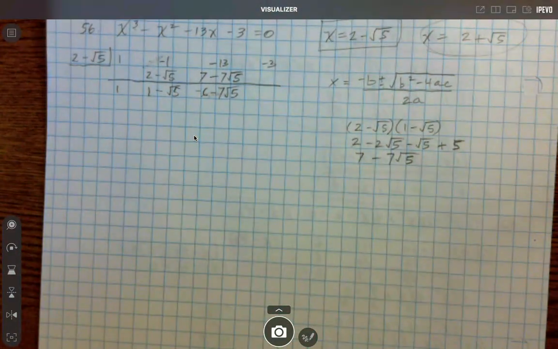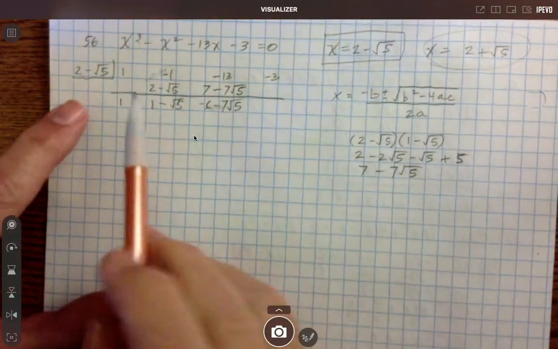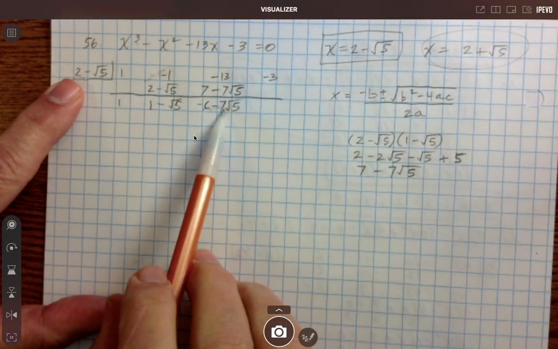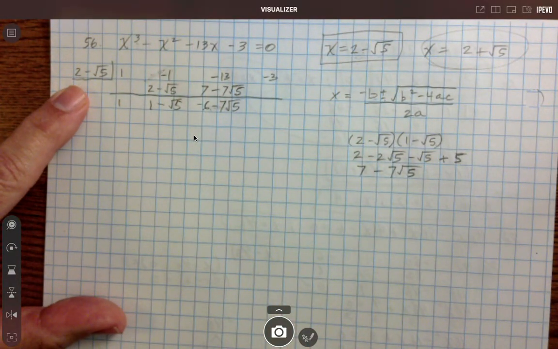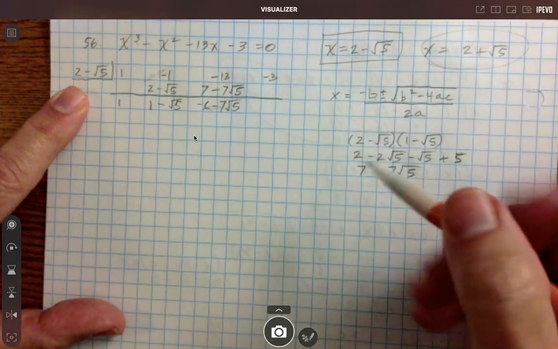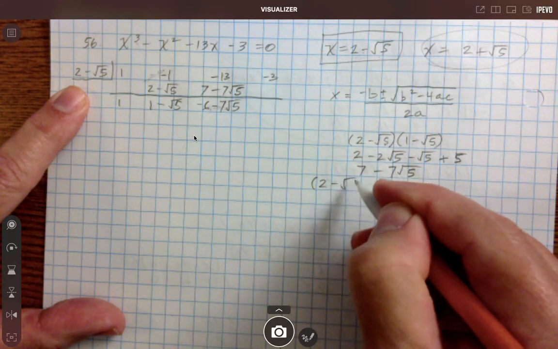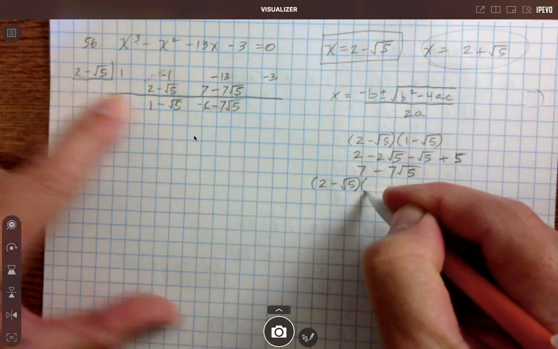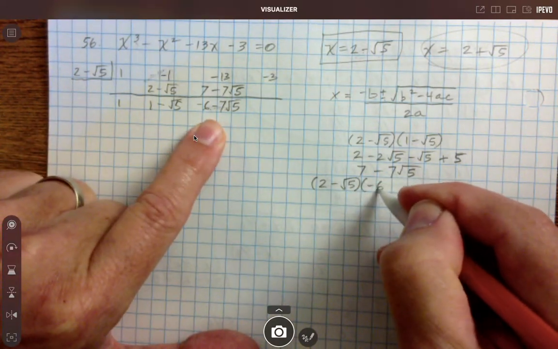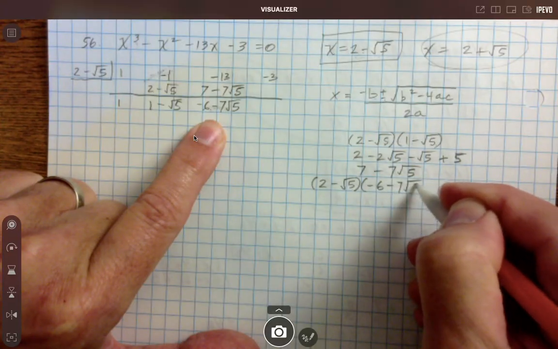Right. Now I have to multiply this to this. And so let's see what that's going to come out to be. So 2 minus the square root of 5 times negative 6 minus 7 square roots of 5.